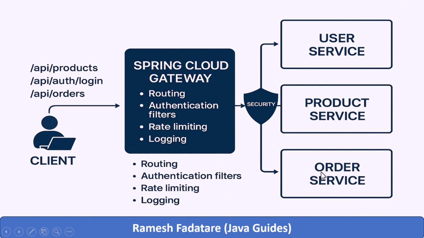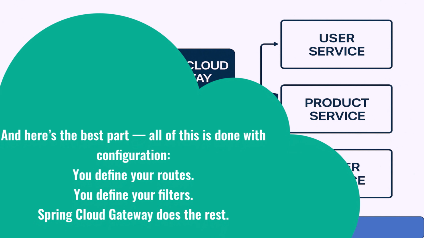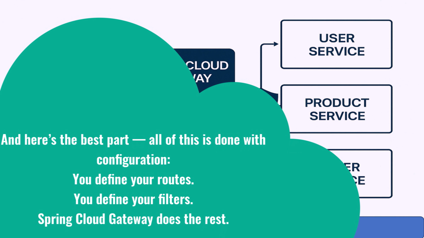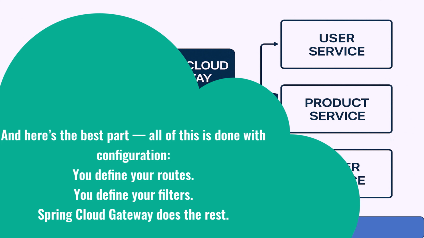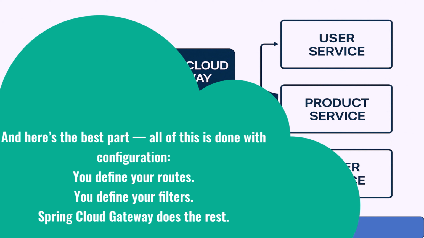At the same time, the gateway can apply filters. It might log the request, limit how many orders a user can place per minute, or attach custom headers for debugging and tracing. And here's the best part. All of this is done with configuration. You define your routes, you define your filters. Spring Cloud Gateway does the rest.